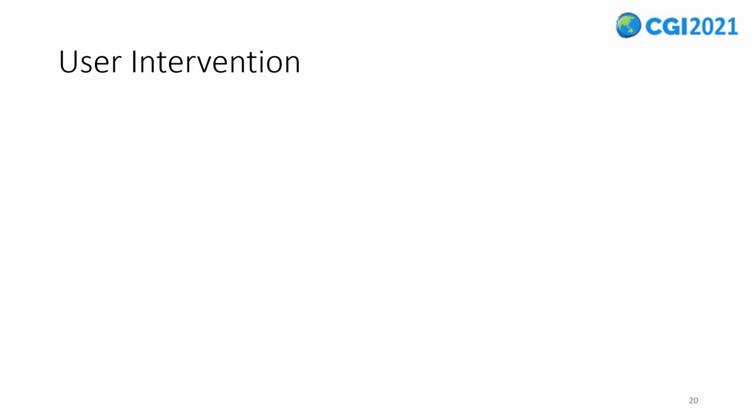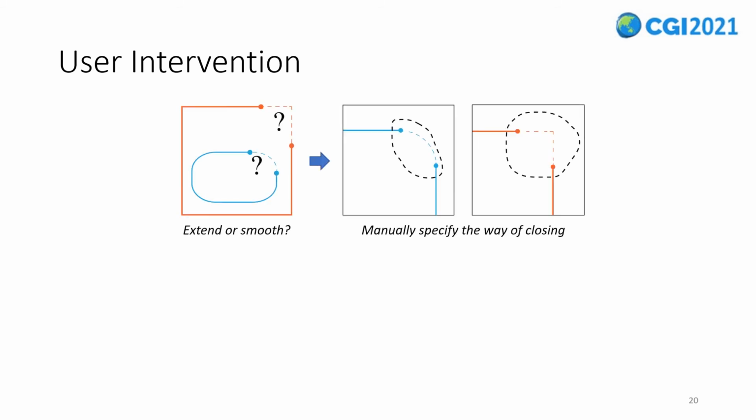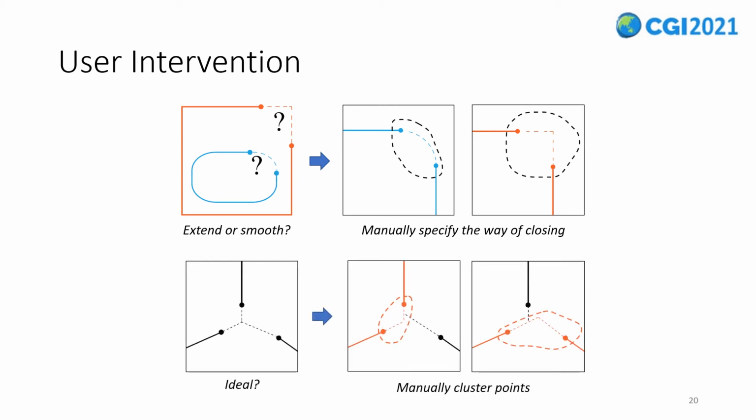Like what we mentioned before, gap closing depends on context, so the result may not always be ideal. So we provide two ways for users to manipulate the gap closing result. The first one is to choose to use smooth curves or straight lines to fill a gap. The second one is to manually cluster gap points for closing.